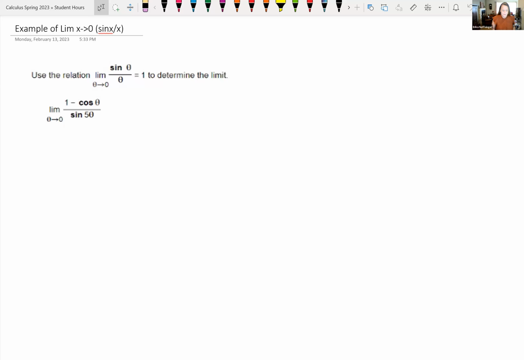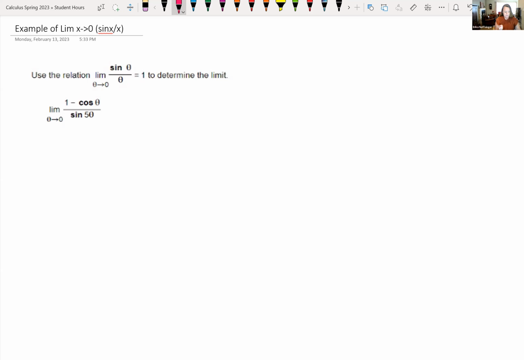So I wanted to take a moment and go over a problem that is similar to a problem that you'll see on your homework. We've been dealing with limits so far in this class, and we have an important limit in front of us, which says if you have the limit as theta goes to 0 of sine theta divided by theta, this is equal to 1.